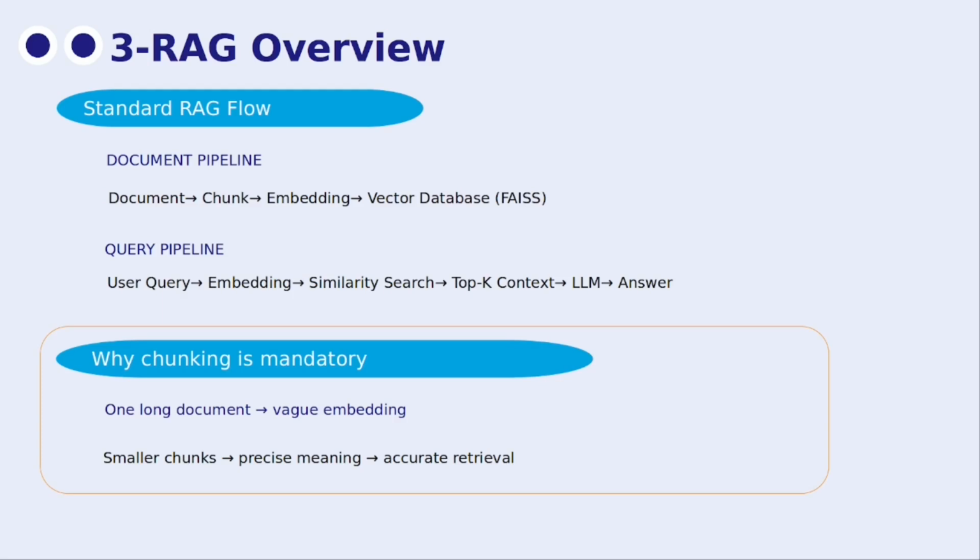If you remember only one thing from this phase, remember this: RAG exists because an LLM cannot read everything. Embedding turns meaning into numbers. Similarity search finds the closest meaning. FAISS makes this fast and scalable.